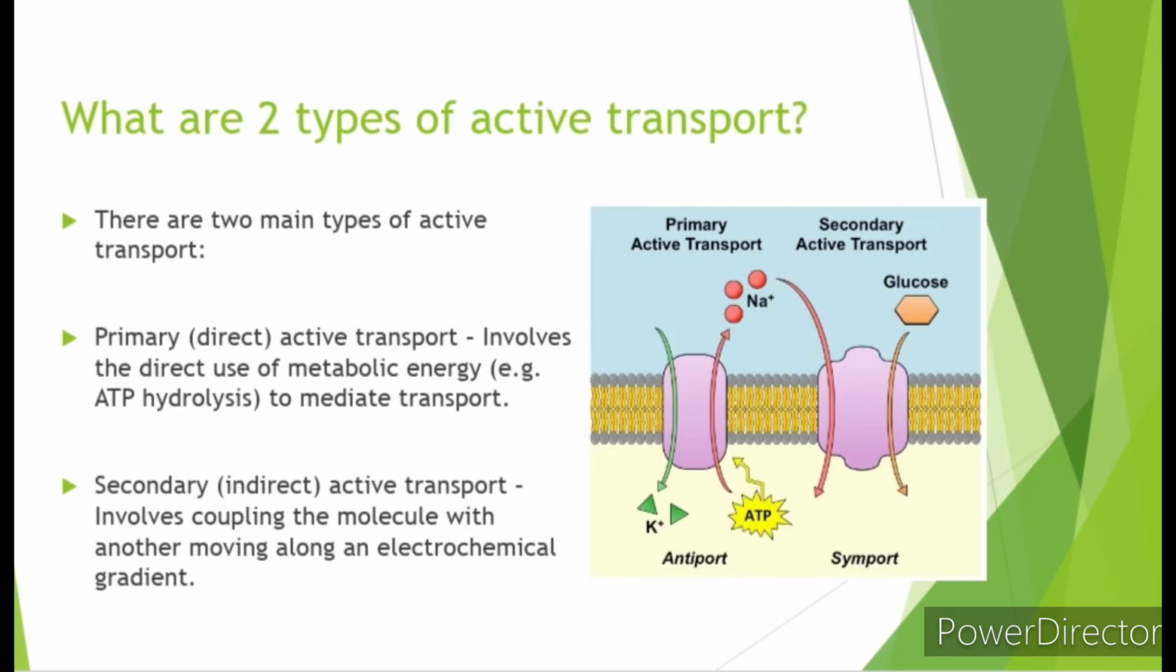What are two types of active transport? There are two main types of active transport. Primary, or direct, active transport involves the direct use of metabolic energy, ATP hydrolysis, to mediate transport. Secondary, or indirect, active transport involves coupling the molecule with another moving along an electrochemical gradient.